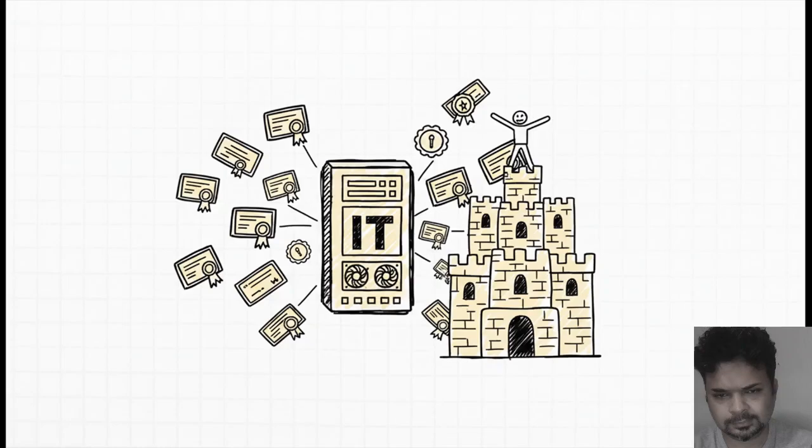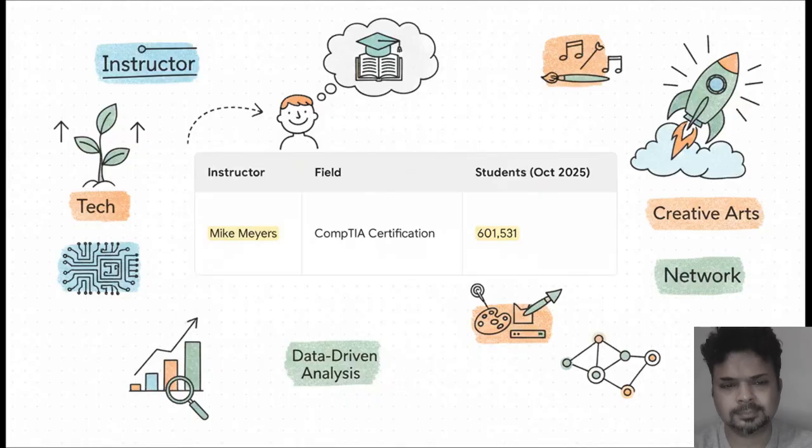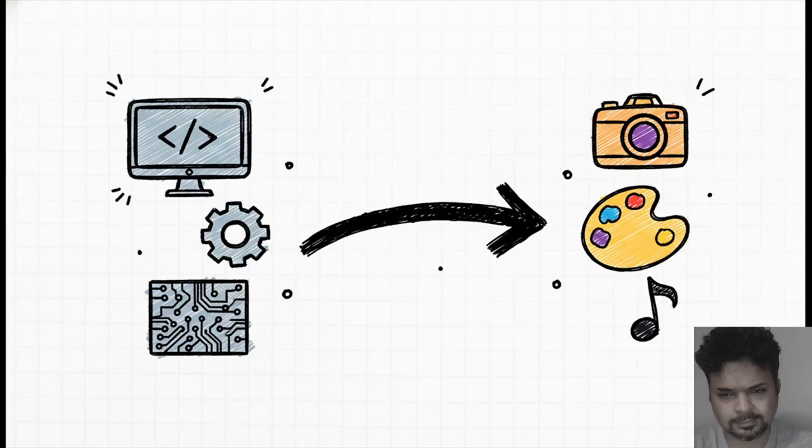First up, let's jump into the super competitive, super lucrative world of IT. In this space, certifications are everything. They're the keys to a better job, a bigger paycheck. And that kind of demand creates absolute superstars. Take a guy like Mike Meyers. He's zeroed in on CompTIA certs, which are basically the gold standard for IT pros. By becoming the go-to guy for that one critical thing, he's pulled in more than 600,000 students. That's incredible.